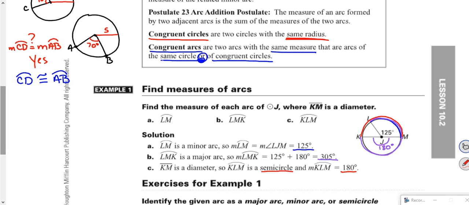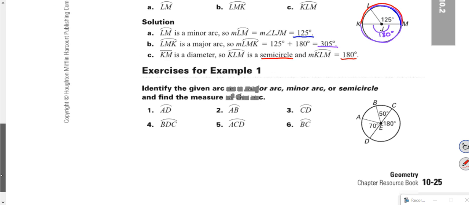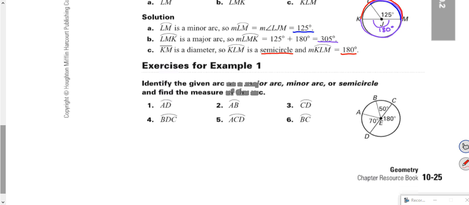Okay, so let's look at some of these ourselves. Identify the given arc as a major arc, a minor arc, or a semicircle and find the measure of it. Okay, so arc AD, we're looking at this one. Major or minor? Well, it's less than 180, so it's going to be a minor, and it is 70 degrees. Okay, AB, this one right here, well, again, less than 180, so it's also a minor. And what would its degree measure be?